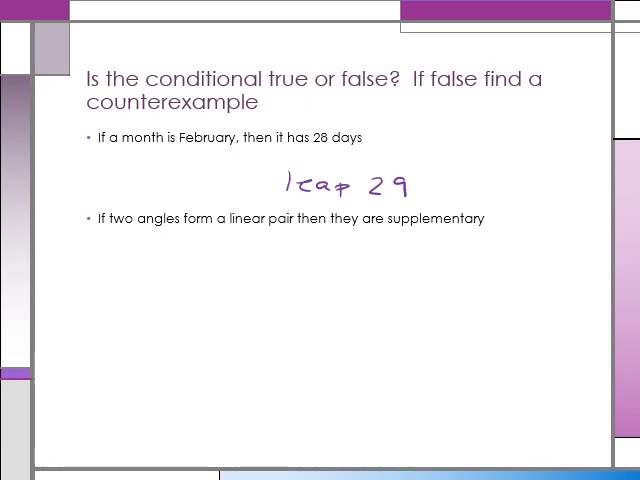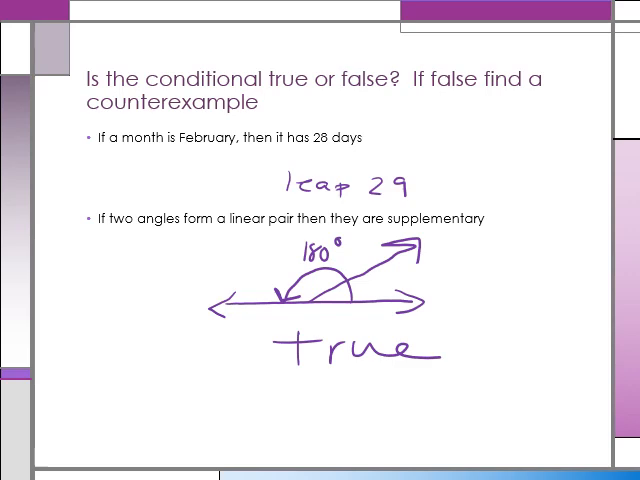If 2 angles form a linear pair, then they are supplementary. We haven't really talked about this much this year because we kind of reordered things. But a linear pair means that they lie on a line. A line is 180 degrees. So yes, they are supplementary. So this truth value is true.